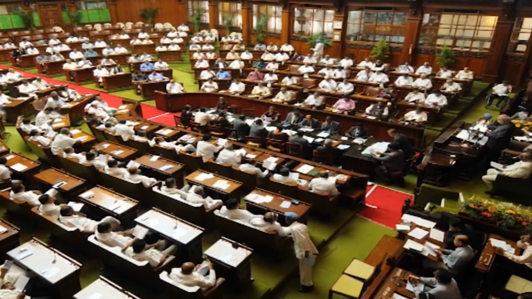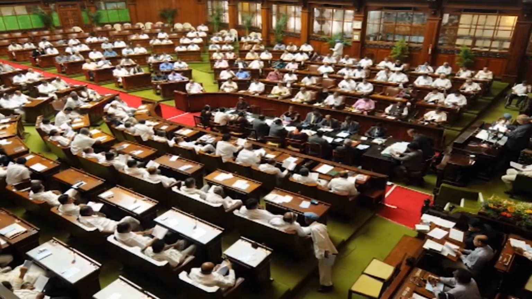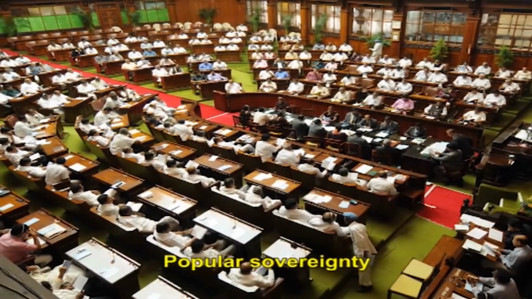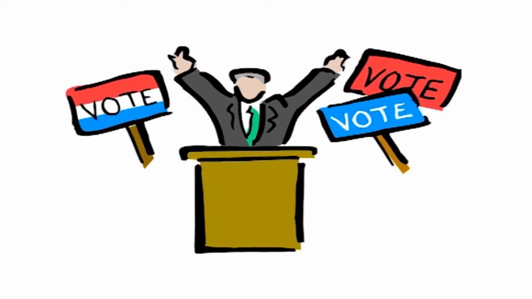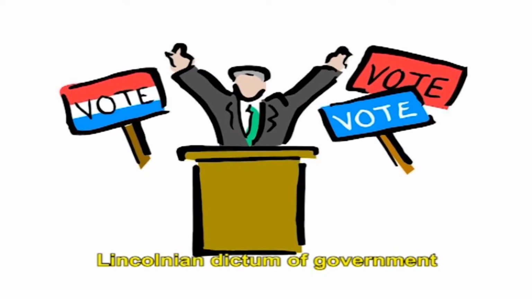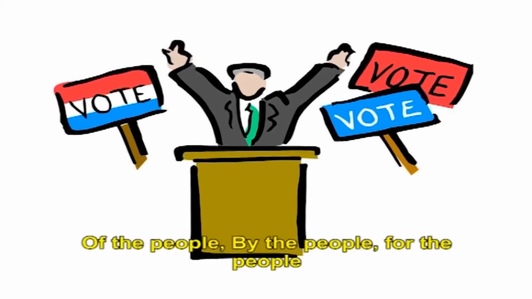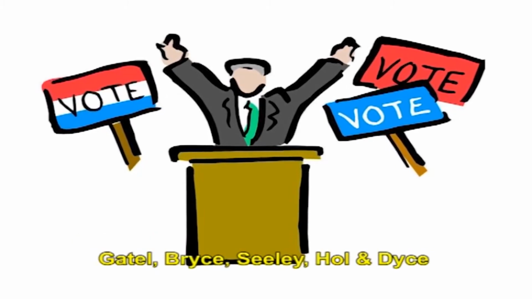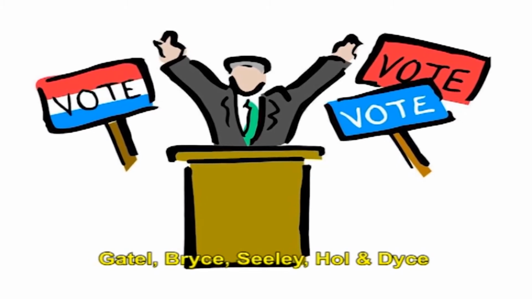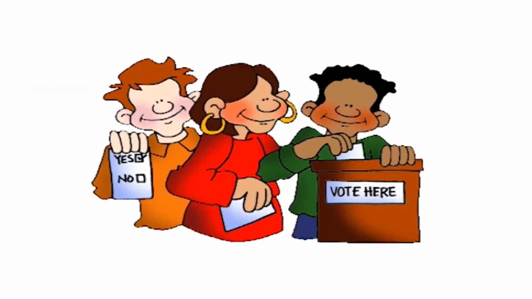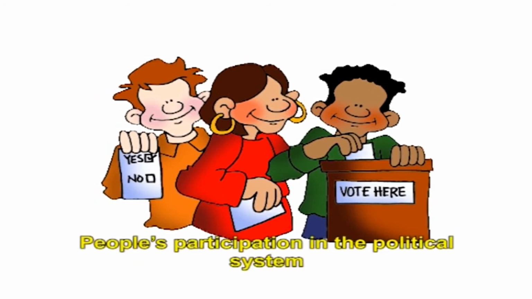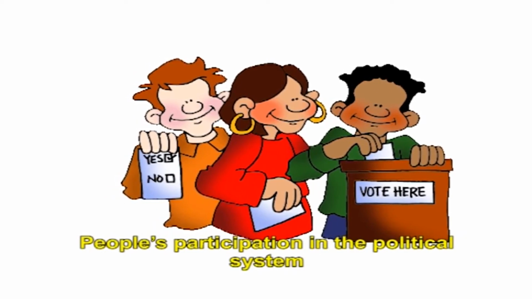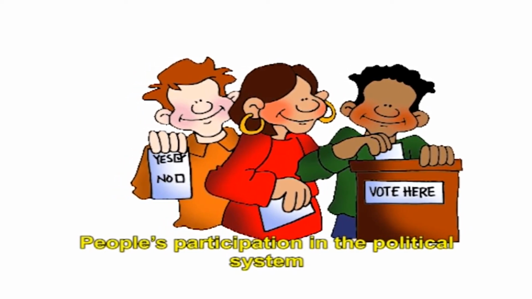Democracy has been well recognized as an ideal mode of governance. The system of government is democratic if it is based on popular sovereignty. In other words, it is based on the Lincolnian dictum of government of the people, by the people, for the people. Many scholars like Gettell, Bryce, Seeley, Hall, and Dicey have clearly recognized the ideal mechanism of governance. All of them have laid emphasis on the people's participation in the political system.